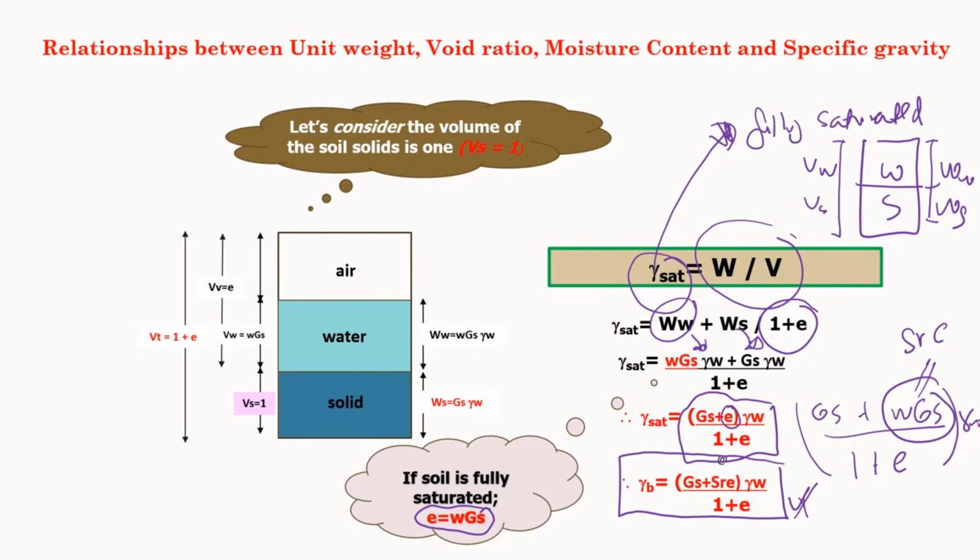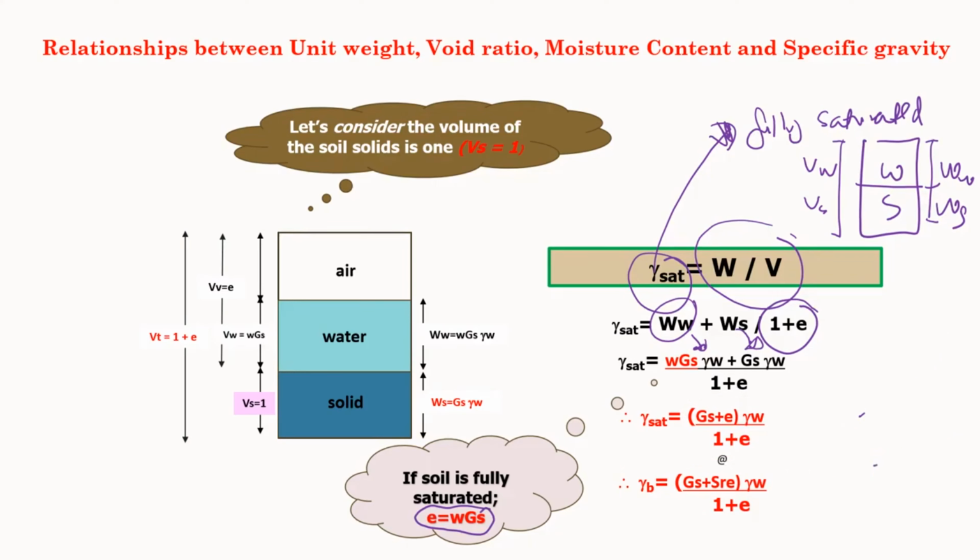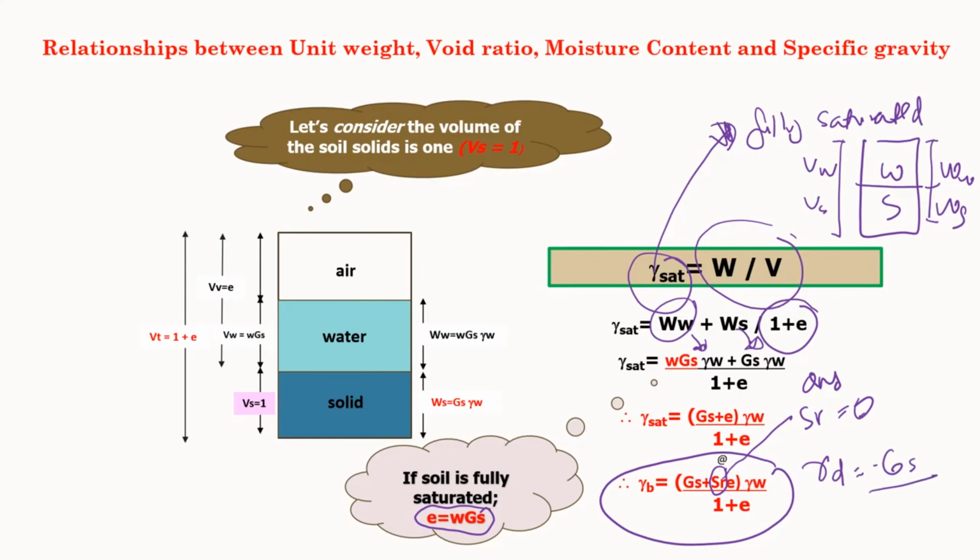And how about for dry? I'll delete everything first. If you look at this one, Sr e, for dry, Sr is equal to 0. So if you want to convert the equation to dry, it is only equal to Gs, because Sr is 0 so the term becomes 0 here, over 1 plus e times unit weight of water. So now we have other equations for those three conditions of soil.